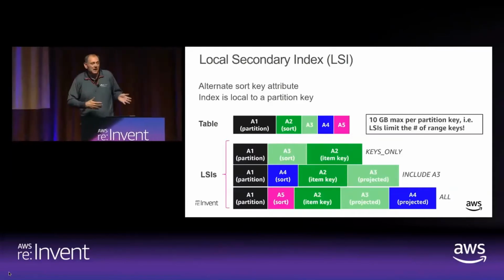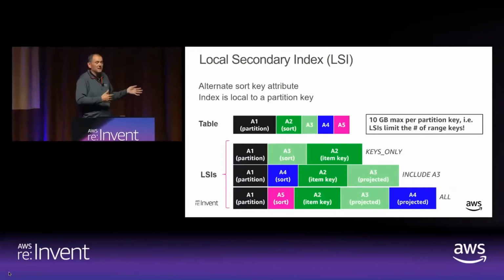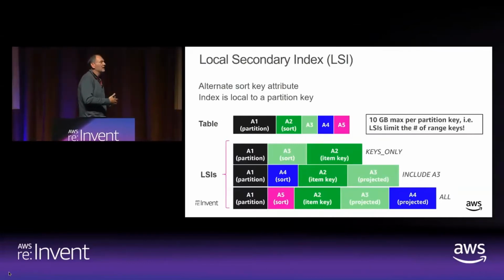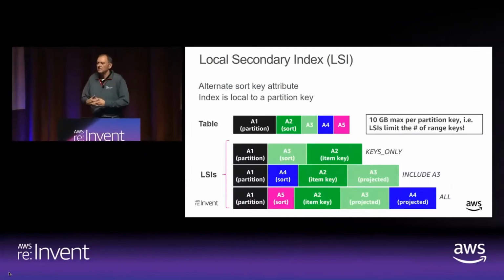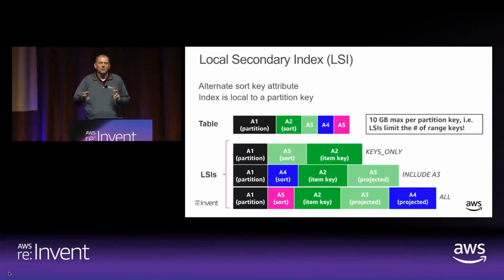And I can query the table and say, give me all the orders for a customer within the last 24 hours. So it's a different access pattern. I'm going to resort the data to support that access pattern, but local secondary indexes must always use the same partition key as the table. So it's a way to resort the data, but not regroup the data.